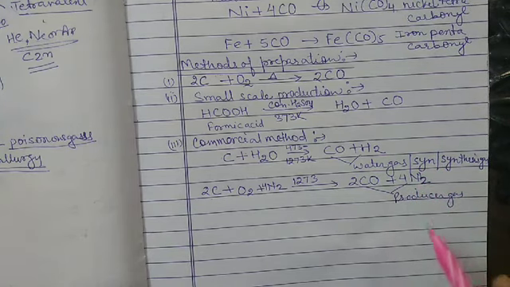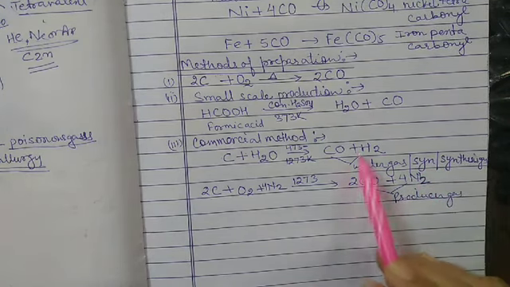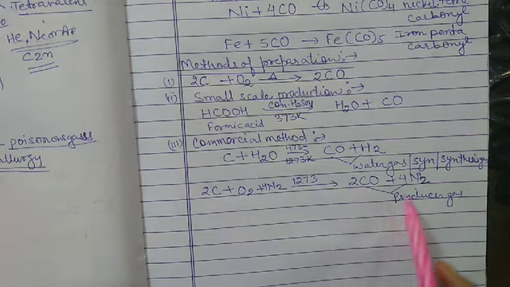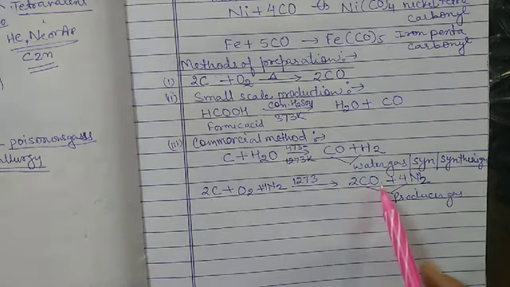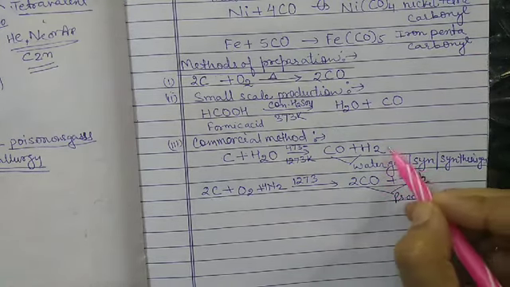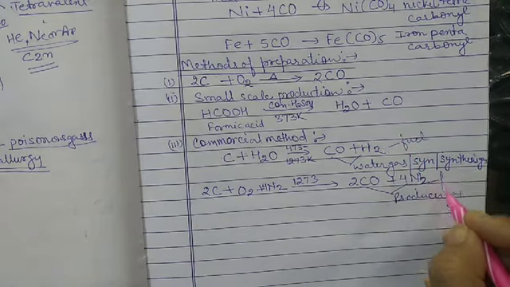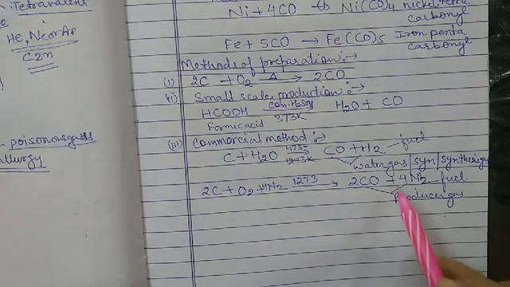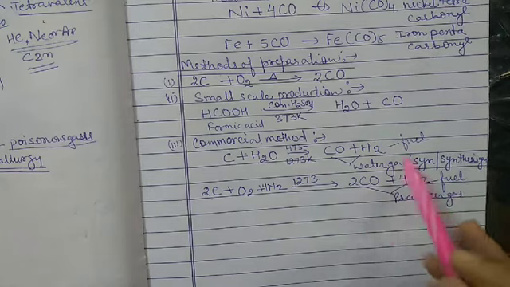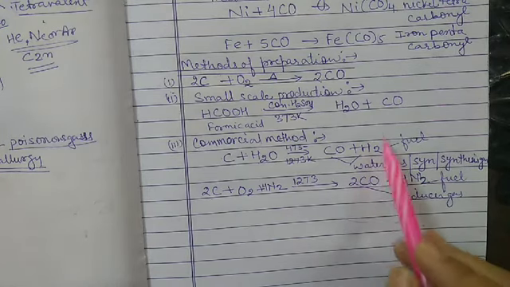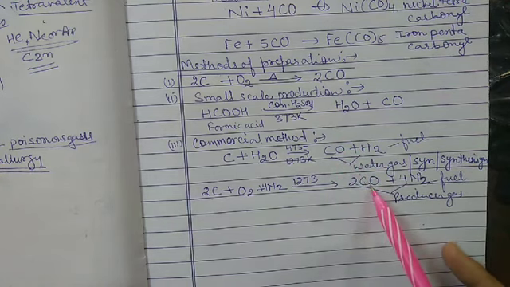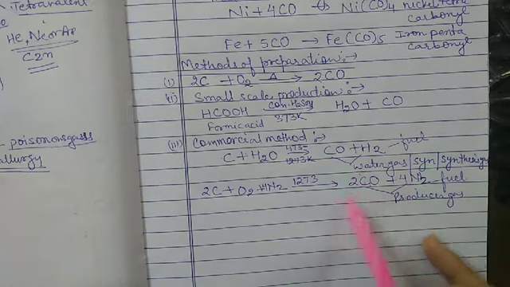So the water gas, that is CO plus H2, this is the water gas, and the producer gas is CO plus N2. So the water gas and the producer gas are industrially important fuels. They both are used as a fuel, and on heating these gases, the carbon monoxide present in them gets oxidized to the carbon dioxide with the liberation of heat.